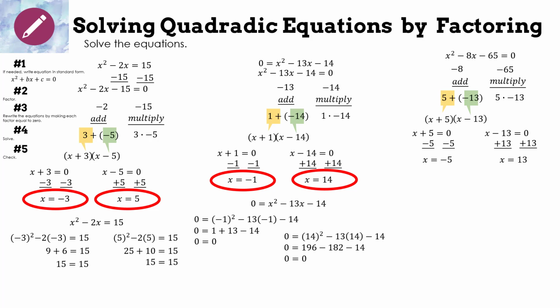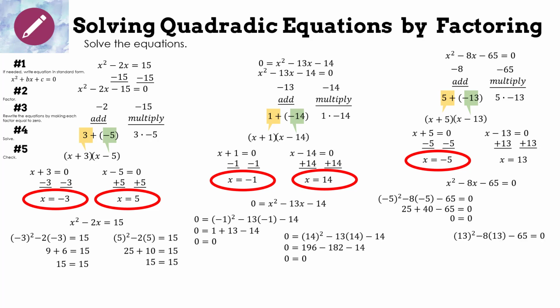All right. Step number 5, checking. We rewrite the original equation. I'm going to substitute negative 5 in for all of the x's and simplify. When I do that, I end up with 0 equals 0. Yay! X equals negative 5. Let's look at the other one. So once again, I'm going to substitute 13 in for x. Let's simplify. Hey, look at that. 0 equals 0. So for this one, x equals 13 is also a solution. Great.